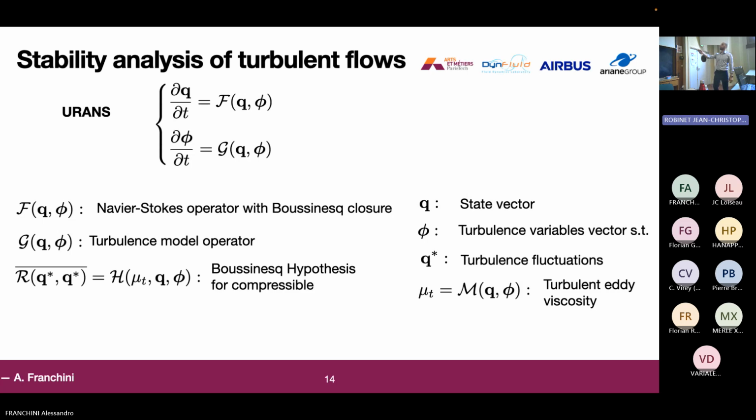And the Boussinesq hypothesis, we can formalize it by saying that the mean of the turbulence fluctuations, the Reynolds stress tensor, is actually modeled by an operator that depends on the turbulent eddy viscosity, the state variable, and the turbulent variable vector. And then, in order to provide a conversion for the turbulent variable vector and the eddy viscosity, we will use another operator M, which, for example, if we take the K-omega model, the phi vector will be the turbulent kinetic energy and the dissipation rate, and mu T will be, for example, proportional to the ratio between the turbulent kinetic energy and omega.